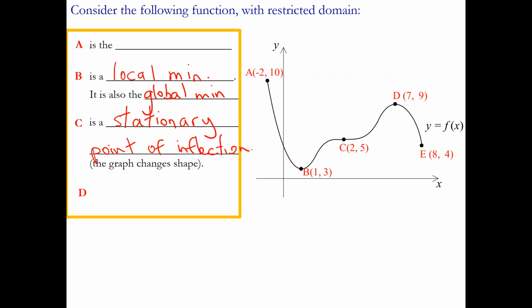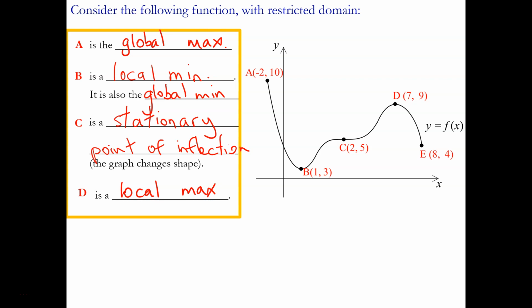Okay. Let's now consider A again. Looking at A, at that coordinate of 10, there is nothing higher than 10 for the y coordinate. So A is the global maximum. Let's look at D. Is D a global maximum? No, it's not. But in this region there, it's a local maximum. So let's write down local maximum.